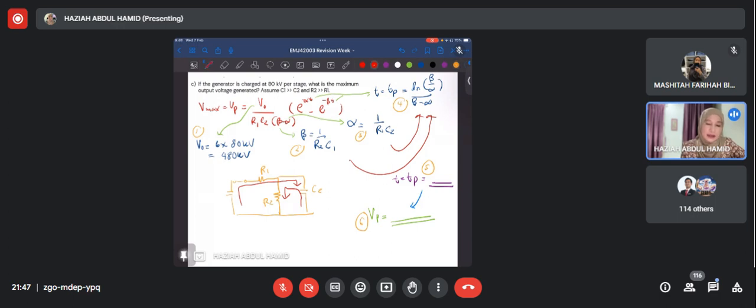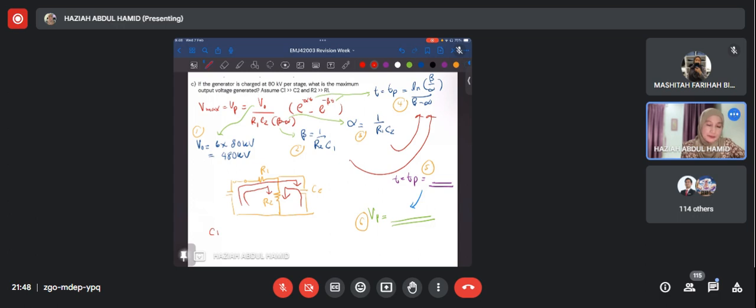At that time, C1 ni masih lagi ada still sebab C1 is very large. So dia masih lagi ada voltage, dia pun akan discharge to R2. So masa the first charging tu, the flow of current tu dia akan bypass R2 because R2 is much larger than R1. So that's why dia punya time constant pada masa ni, C1 dengan C2 akan in series kan. In series, so dia akan jadi macam parallel lah.